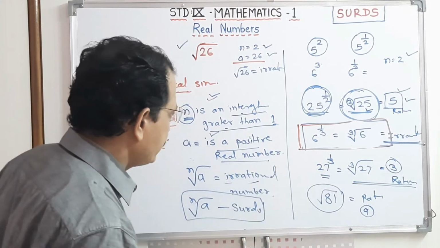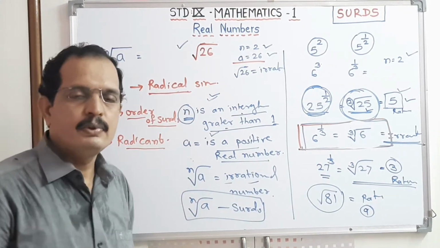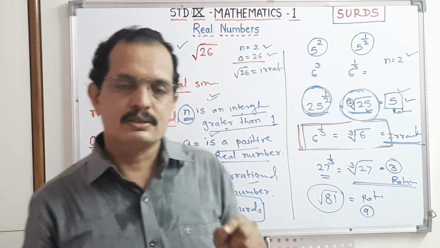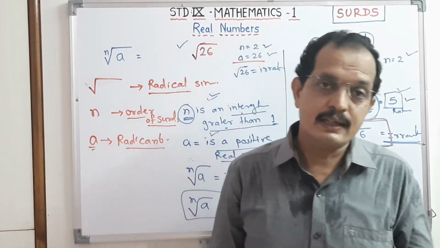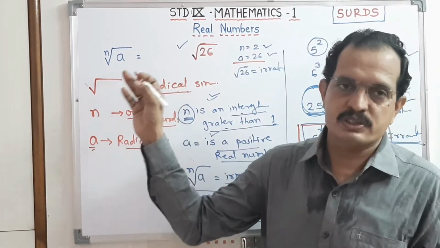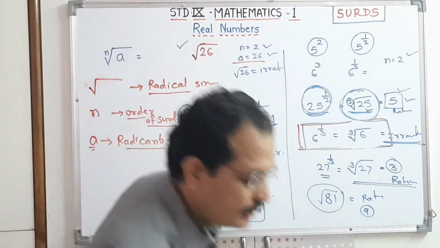Now I think everyone understood this. This is the basic. In the exam there will be a question on surds. We have to decide whether the given number is a surd or not. Second question, find out the order of the surd. When the order of the surd is given, then we can write it easily.